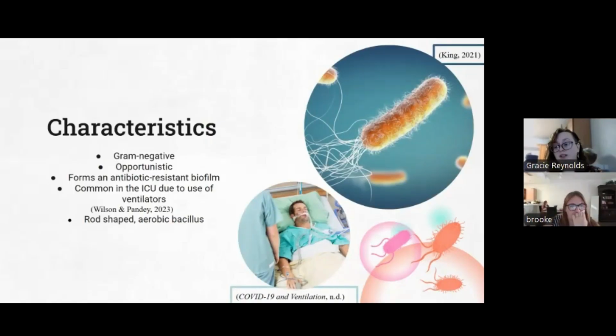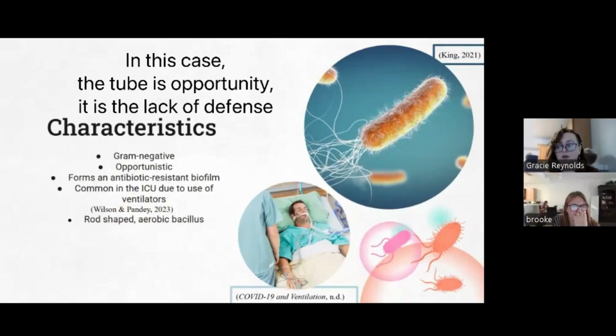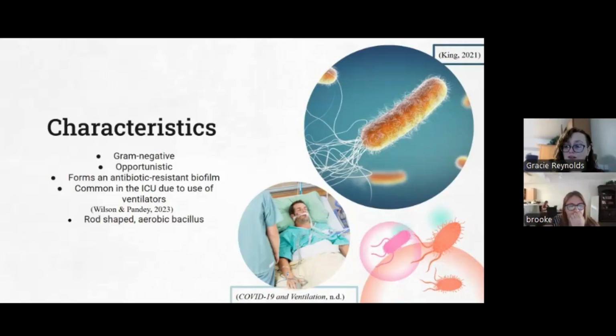And Pseudomonas is an opportunistic pathogen. This means that it primarily causes disease in people whose immune system or normal defenses have already been weakened. It's common in the ICU because of the ventilators that are used. It is rod-shaped and it is an aerobic bacillus. It thrives in moist environments and is commonly found in hospitals. It is also capable of producing numerous virulence factors, including exotoxins and enzymes that damage host tissues.